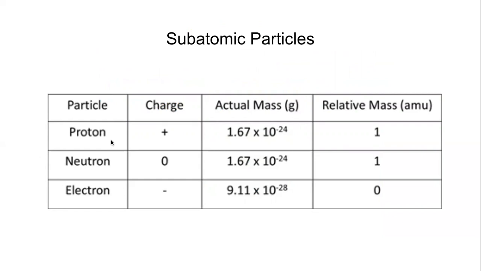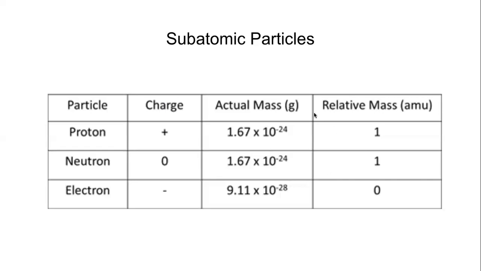So protons have a positive charge, and it weighs 1.67 times 10 to the negative 24 grams. And it is the same mass as one atomic mass unit. A neutron is neutral, so it holds 0 charge. It also has a mass of 1.67 times 10 to the negative 24. It has 1 atomic mass unit, and electrons have a negative charge, and they're even smaller than a proton or a neutron. Their actual mass is 9.11 times 10 to the negative 28, and it has 0 mass.